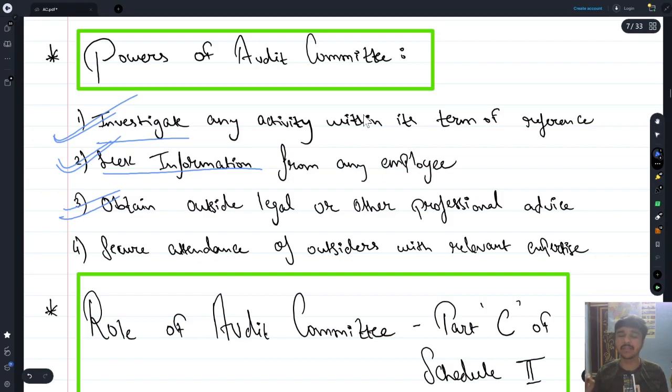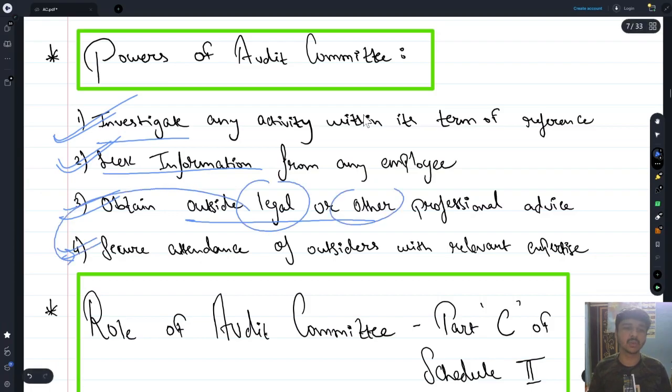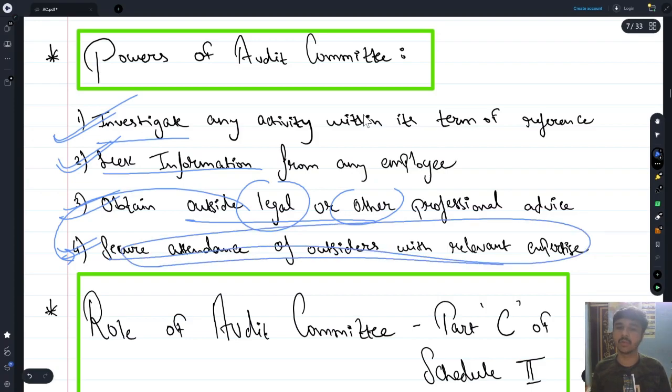Now while seeking information, if I feel that this is outside my expertise, I can take outside legal or professional advice. And obviously I will tell these legal people, please do come to my meeting, I need your help. So we can secure the attendance of outsiders with relevant expertise. So these are the basic powers.